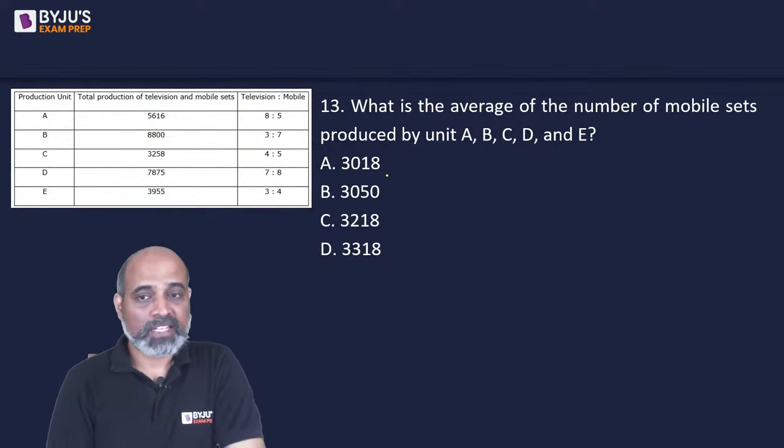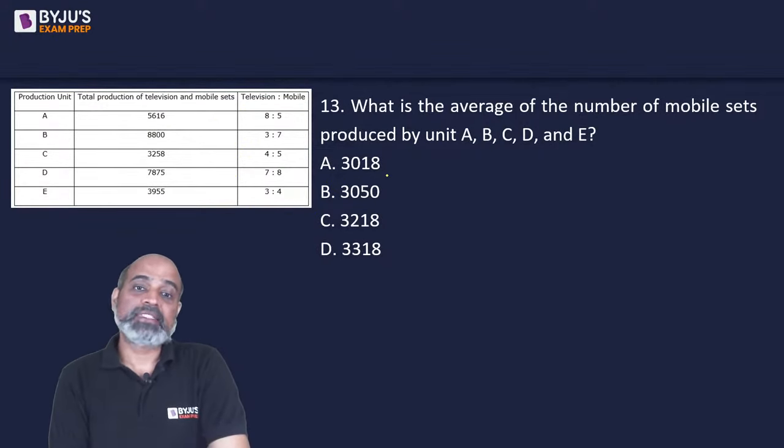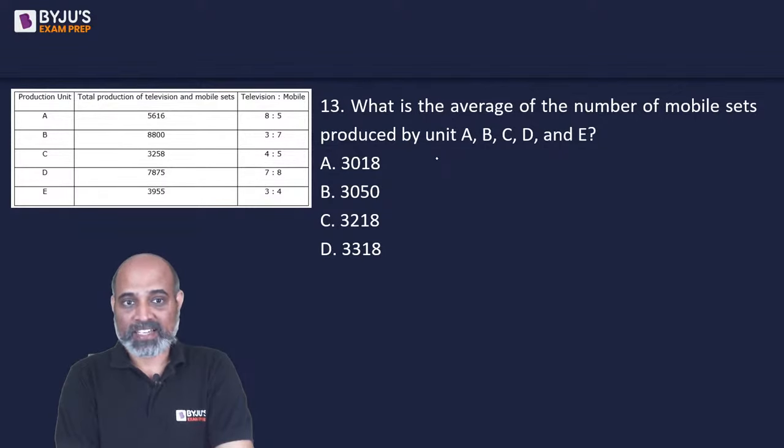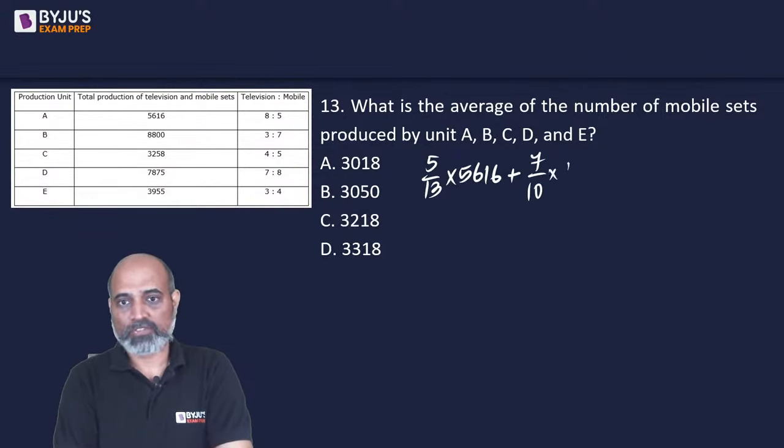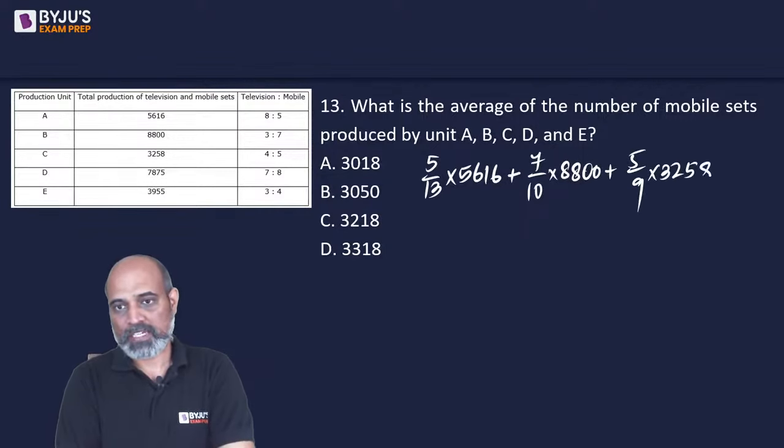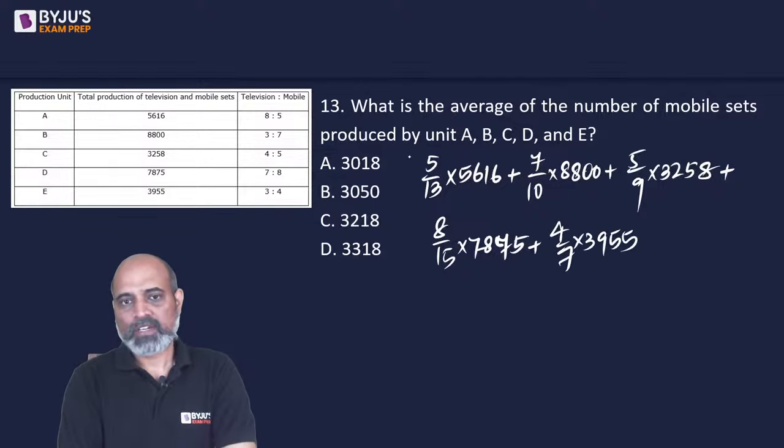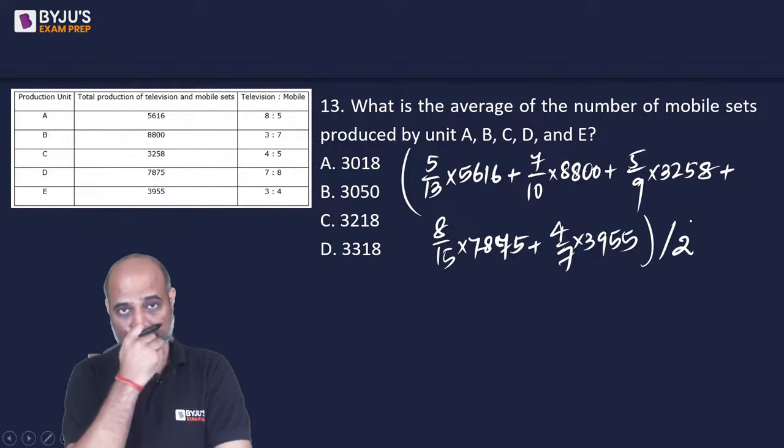Okay, the next one. What is the average of the number of mobile sets produced by unit A, B, C, D, and E? This is going to be calculative. So let's look at A. A unit, this is 5/13 of 5616 plus 7/10 of 8800 plus 5/9 of 3258 plus 8/15 of 7875 plus 4/7 of 3955. We need to calculate the average, so divide by 2.